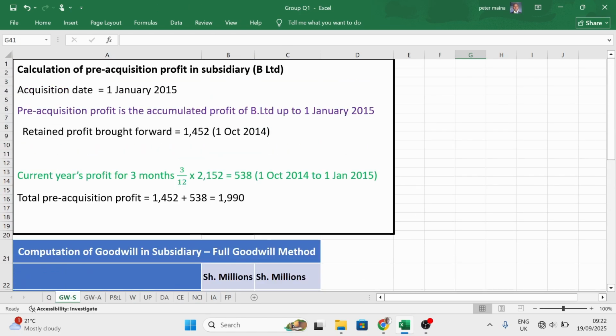Because we were given the fair value of non-controlling interest, we are going to be using the full goodwill method. But before we calculate the goodwill, the first thing is usually to find pre-acquisition profit. So what is pre-acquisition profit? This is the profit the subsidiary had as at the date of acquisition, the accumulated profit as at the date of acquisition. So let us check the date of acquisition.